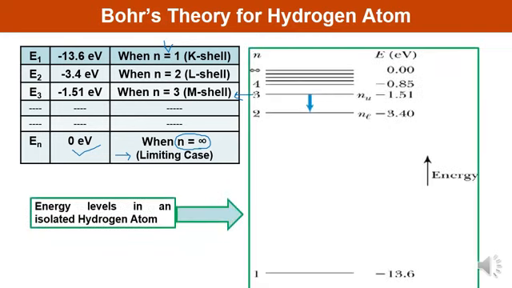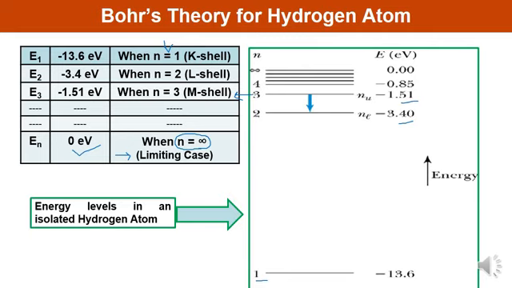Diagrammatically, it can be represented in this form. You can see over here, for n equal to 1, the energy level is minus 13.6, for 2 it's minus 3.4, for the next level it is minus 1.51, and so on. When n is infinity, which is the limiting case, the energy level is 0. So this is how the energy levels can be represented in an isolated hydrogen atom.